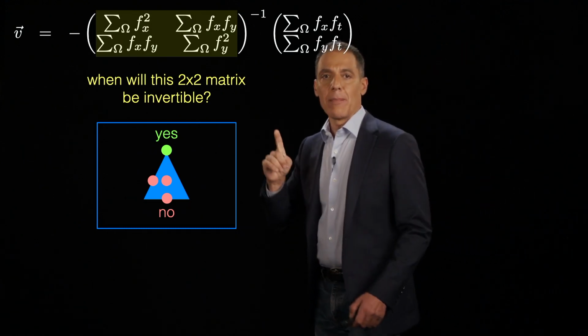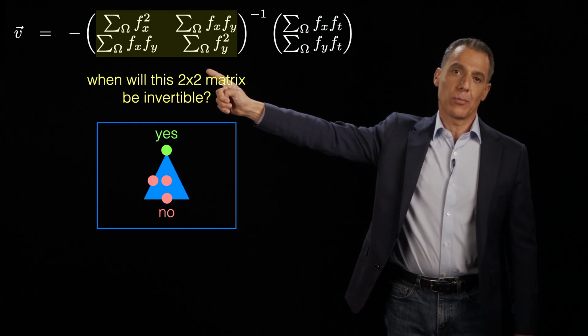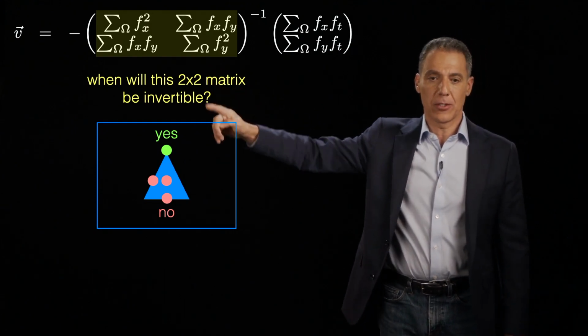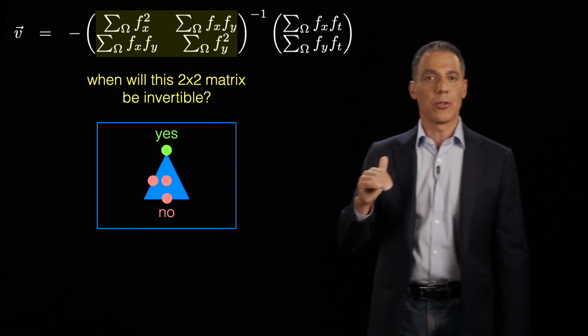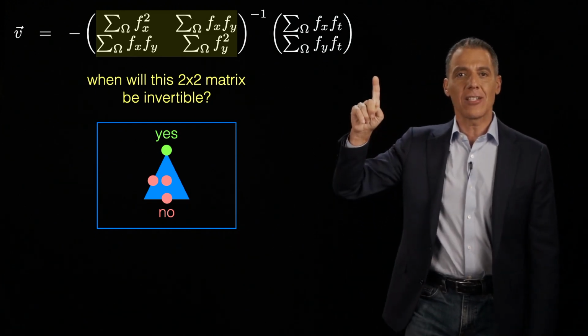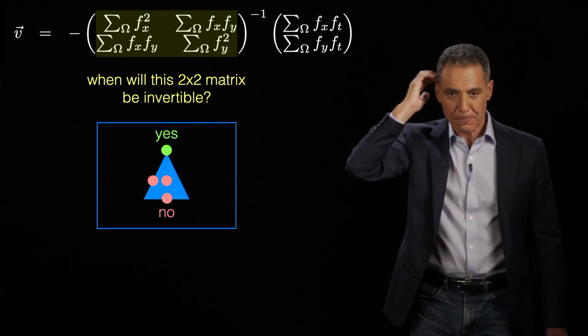Now, coming back to the same question, when is this matrix going to be invertible? More importantly, when is it not going to be invertible? Anytime you invert a matrix, you'd better be thinking about the invertibility of it. And so let's just think a little bit about what's going to happen to this matrix over here.